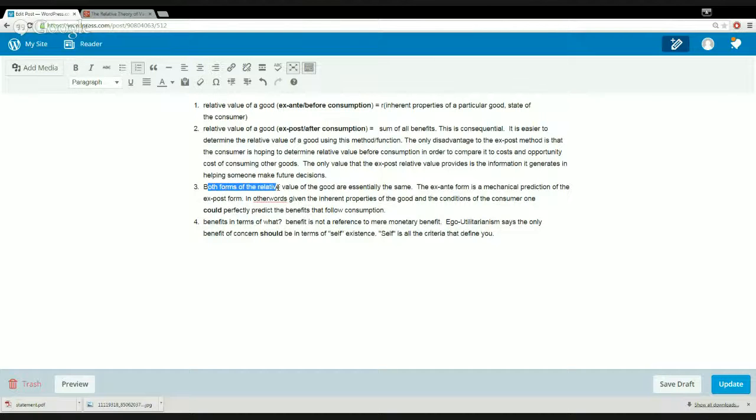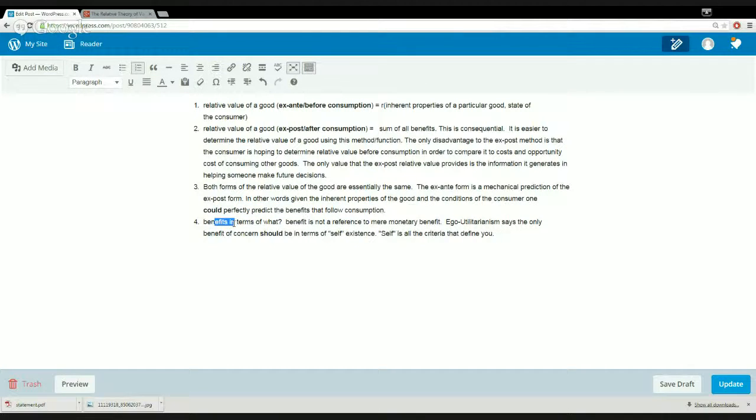So both forms of the relative value of the good are essentially the same. They're equivalent. The ex ante form is a mechanical prediction of the ex post form. In other words, given the inherent properties of the good and the conditions of the consumer, one could perfectly predict the benefits that follow consumption.